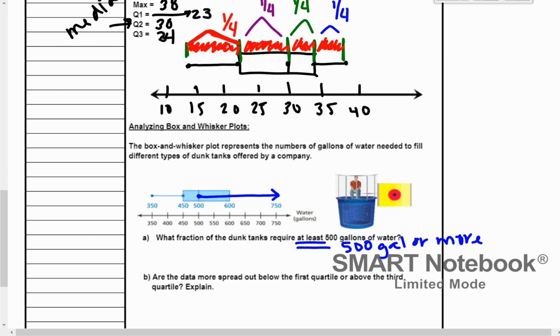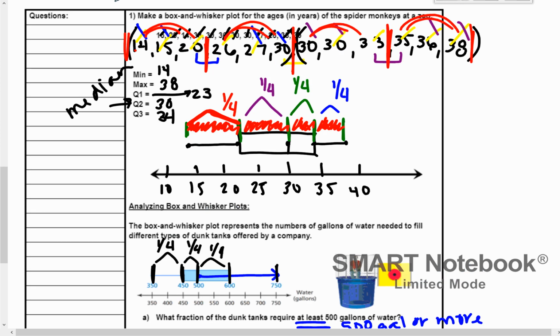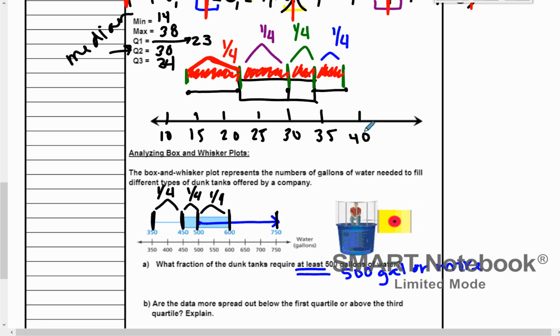So let's think. If each of these 5 numbers in our 5-number summary splits it into fourths, so this would be 1/4, this would be 1/4, and even though it doesn't look even, remember it's the same amount of numbers that are in our data set. Just like above, these don't look even, but every single group only had 3 numbers in them. It just depends on how close or spread out they are. So each of those pieces is 1/4.